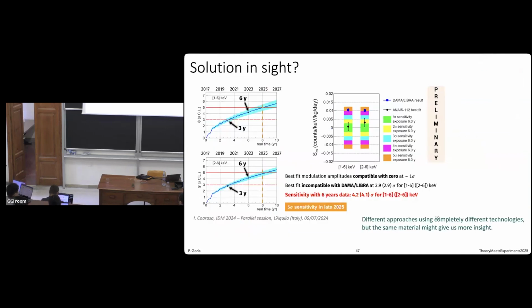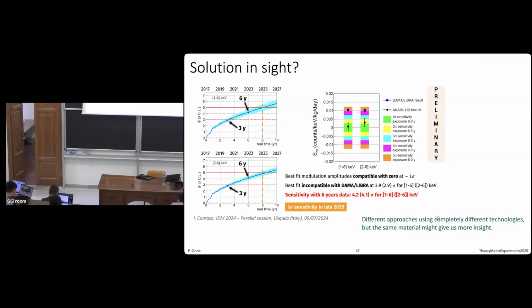And finally, they don't see any evidence of annual modulation. Similar results, not that strong. So this was released last year, 6-year data, 4.2 sigma. The oscillation pattern, so the annual modulation, is disfavored.